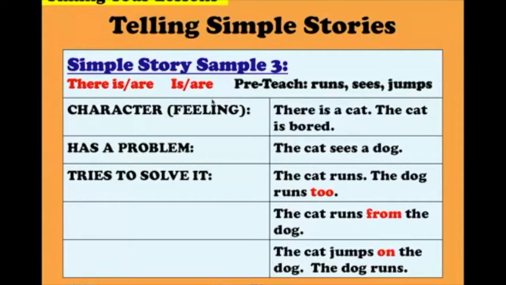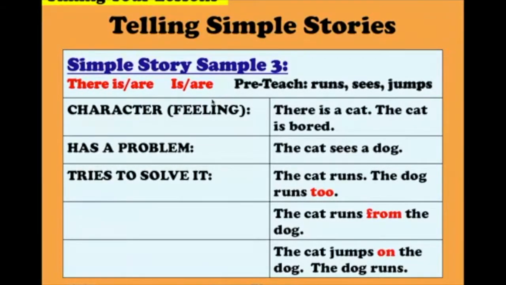Simple story sample 3. This is a problem one. Pre-teach: runs, sees, and jumps. There is a cat. The cat is bored. The cat sees a dog. Now, I haven't specifically said there's a problem, but we could infer that there's a problem because of cats and dogs maybe not getting along. And you could build this up in your class, but if you want to teach is afraid of, you go right ahead. I'm just trying to show you how I can keep this simple.